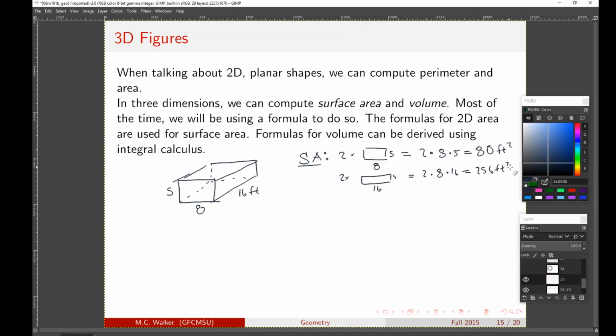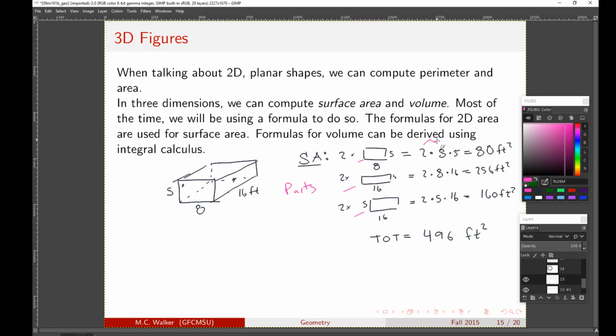256 feet squared. And then we've also got two of these left and right sides. That's 5 feet by 16 feet, right? This right here, this right here. So 2 times 5 times 16, that's 160. So our total here is 6, 13, 19, 496 square feet.